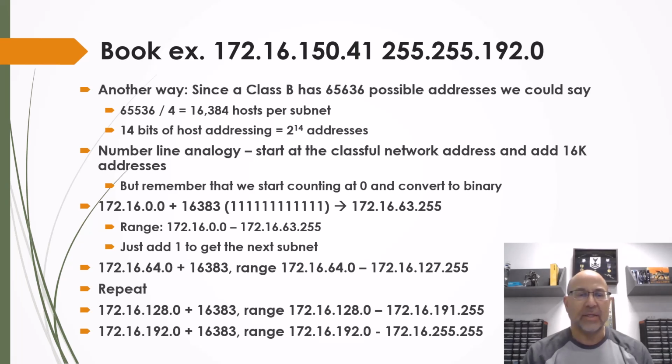So if we do that, and we say, okay, the first address in the first subnet is 172.16.0.0, and then we add to that 16,383, because we're going to start counting at 0, so the entirety is 16,384. Then what I'm going to do is just convert 16,383 to binary. And that's what it is right there. It's just 14 bits of all ones. Well, if I break that into dotted decimal notation, what I actually get is 172.16.63.255. So the range of addresses is 172.16.0.0 to 172.16.63.255.